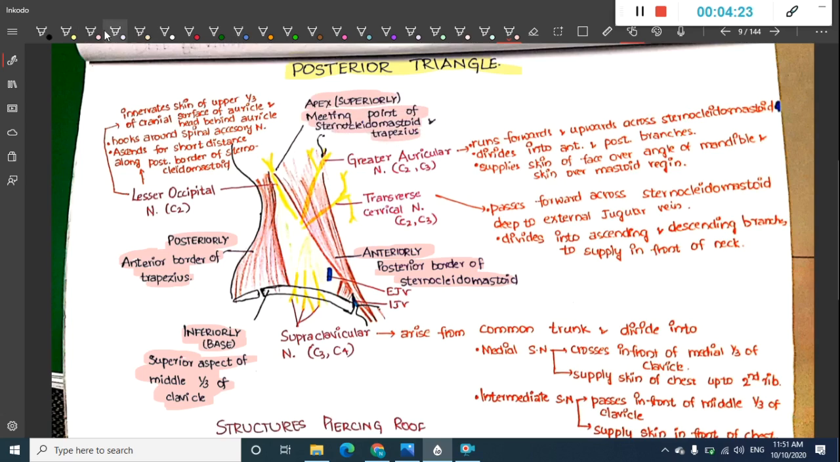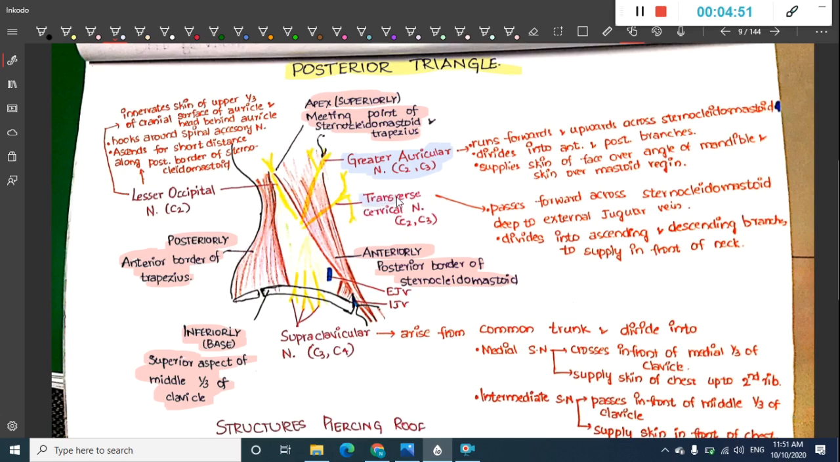Now what about the contents? The posterior triangle has nerves first. The main nerves: it has the greater auricular nerve. This greater auricular nerve runs forwards and upwards, crosses the sternocleidomastoid, and divides into anterior and posterior branches, which supply the skin of the face over the angle of the mandible and the skin of the mastoid region. This is the greater auricular nerve.